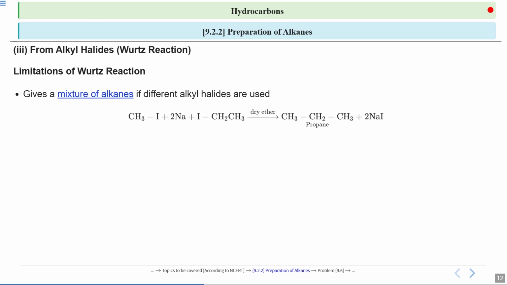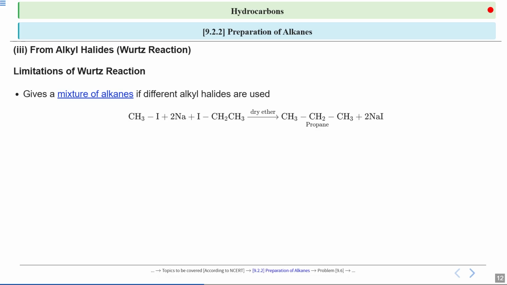Here is a specific example. When methyl iodide reacts with sodium and ethyl iodide in dry ether, propane is formed along with sodium iodide. This equation illustrates how the reaction proceeds and highlights the formation of a new carbon-carbon bond. Now there are more possibilities in this reaction.